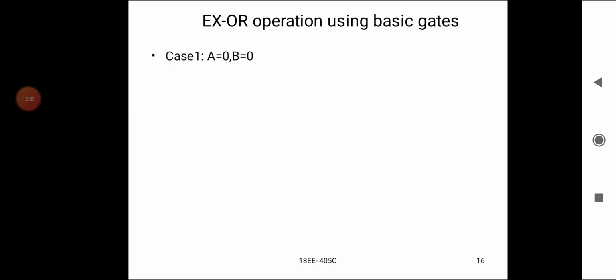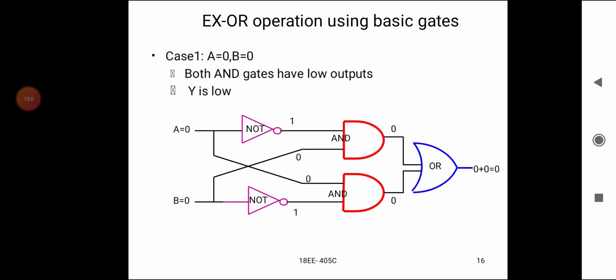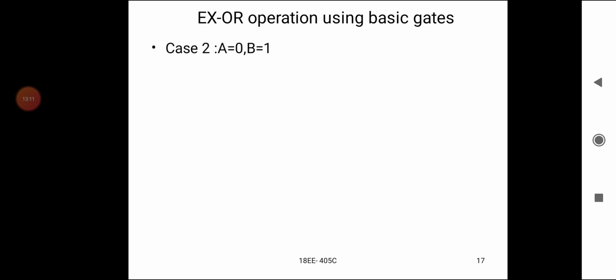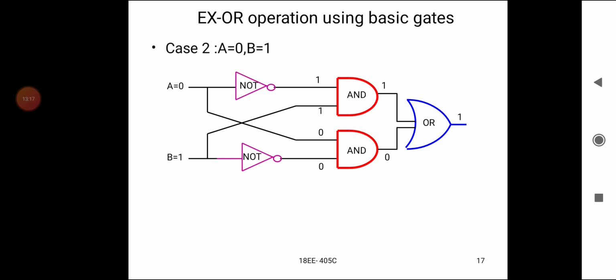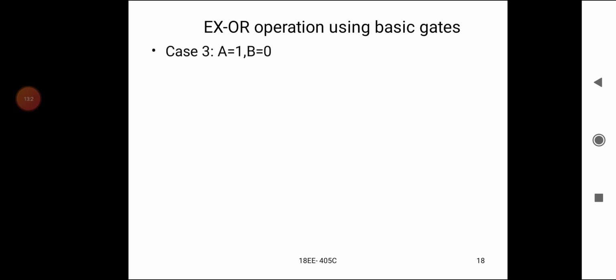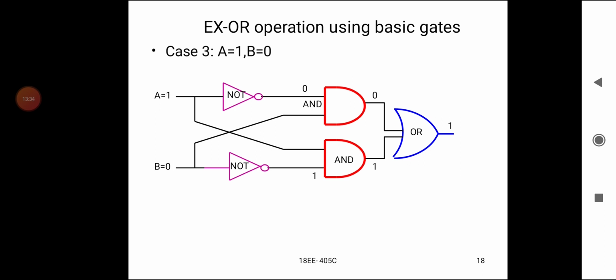In case 1, A is equal to B is equal to 0. Both AND gates have low outputs, then Y equivalent to low. In case 2, A is equal to 0 and B is equal to 1. So the upper AND gate is 1, lower AND gate 0, then OR gate output is logic 1. In case 3, A is equal to 1, B is equal to 0. The lower AND gate output is 1, upper AND gate output is 0, then OR gate output is 1. 0 plus 1, 1.